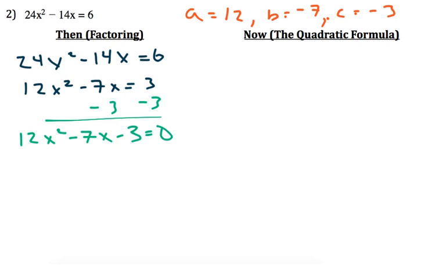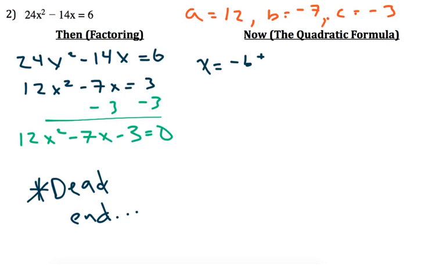And you can't come up with them because this is a dead end. So let's make a little note that this is a dead end and it can't be done. So over here, one more time, we're going to rewrite the quadratic formula. X is equal to negative b plus or minus the square root of b squared minus 4ac all over 2a.